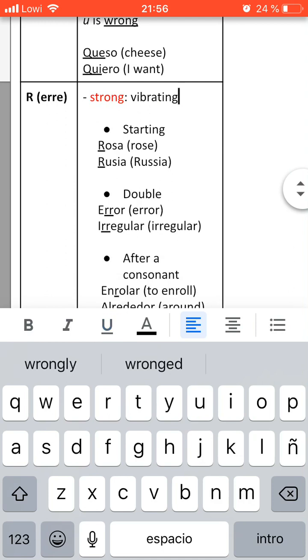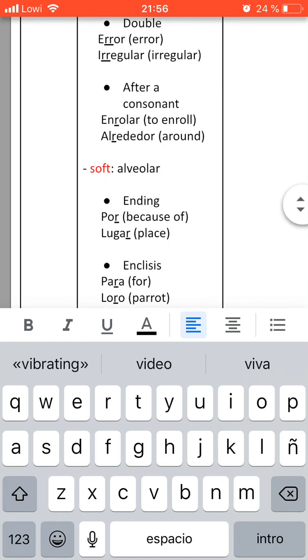Now we have the letter R. We distinguish two kinds. One of them is strong, which is characterized by a vibrating sound, r, r, r, like a drill. And the other one is the soft, which is characterized by an alveolar sound made with the teeth, but not as vibrating as the strong sound is.